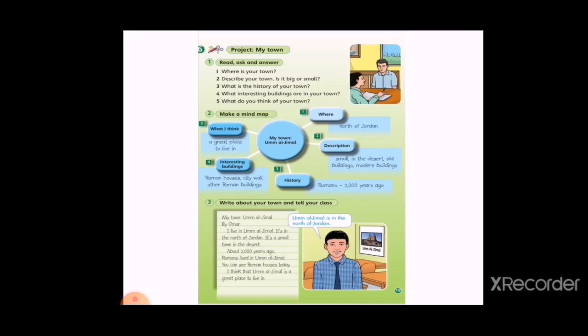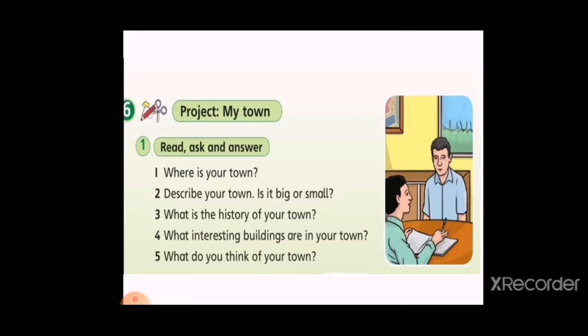If you look at this page, we have three numbers: 1, 2, and 3. These are steps that will help you make your own project. Let's start with the first step. In the first step, we have 5 questions. You will read each question and answer it. To answer these questions, you can use reference materials such as the internet or an encyclopedia.